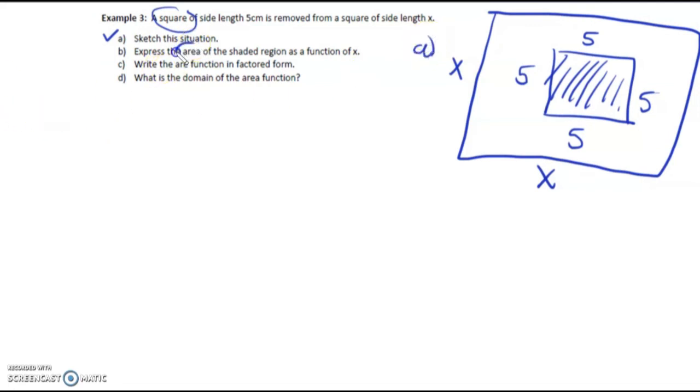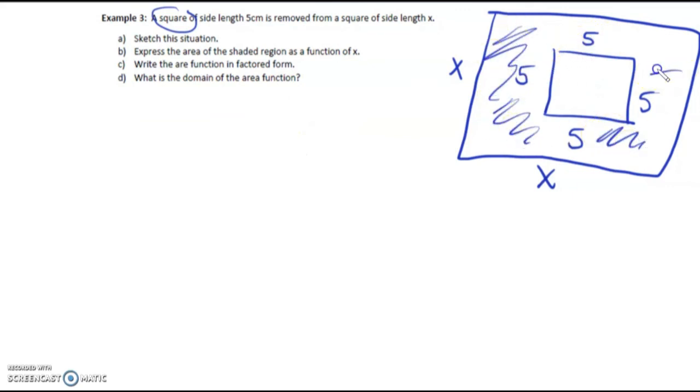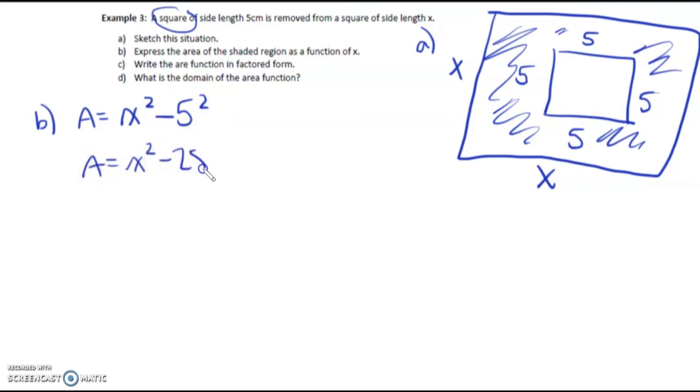Now express the area of the shaded region as a function of x. Oh, so it won't be this one as a shaded region. It would be this one, like what's left over. Okay, so again, this is A. B would be, area equals the area of the entire square, which is x squared, minus 5 squared. So in other words, x squared minus 25.